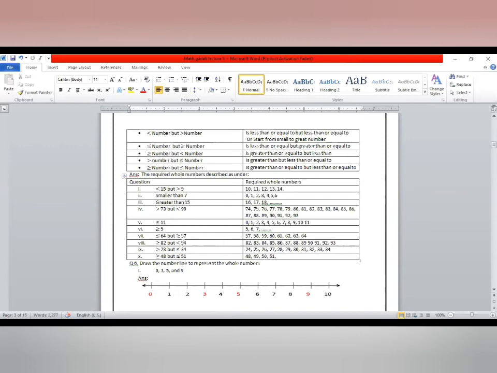So dear student, in a similar way, we have the question greater than 23. Greater than 23 means it starts from 24. And less than or equal to 34 means it will end at 34. 24, 25, 26, 27, 28, 29, 30, 31, 32, 33, and 34. And in this last question, number 10, we have greater than or equal to 48, but less than or equal to 51. Dear students, the numbers are 48, 49, 50, 51.